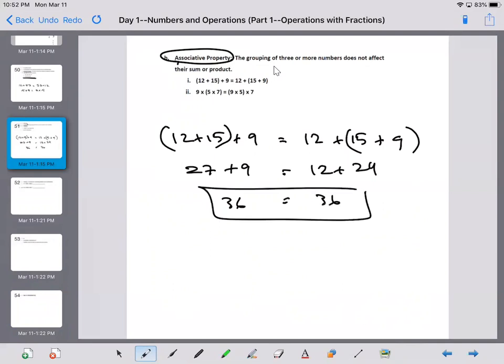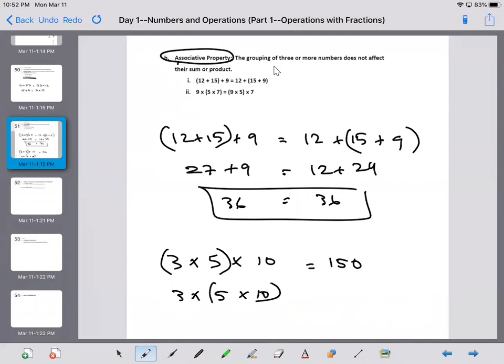So the associative property is just allowing you to group certain numbers to start with, and that does work with multiplication. So if I had 3 times 5 times 10, well, if I start with these two and I get 15 times 10, I'm going to get 150. And then if I look at 10 times 5 and I get 50, and 50 times 3, that's also going to give me 150. So I'm going to get the same result.